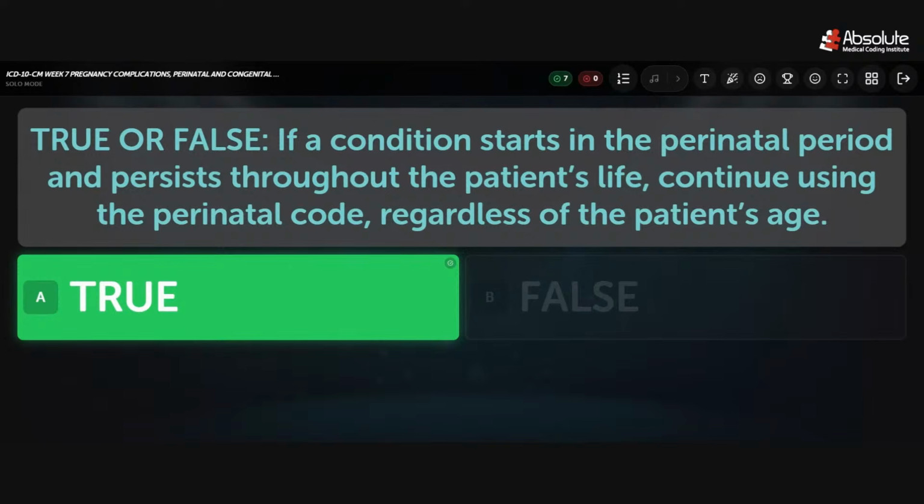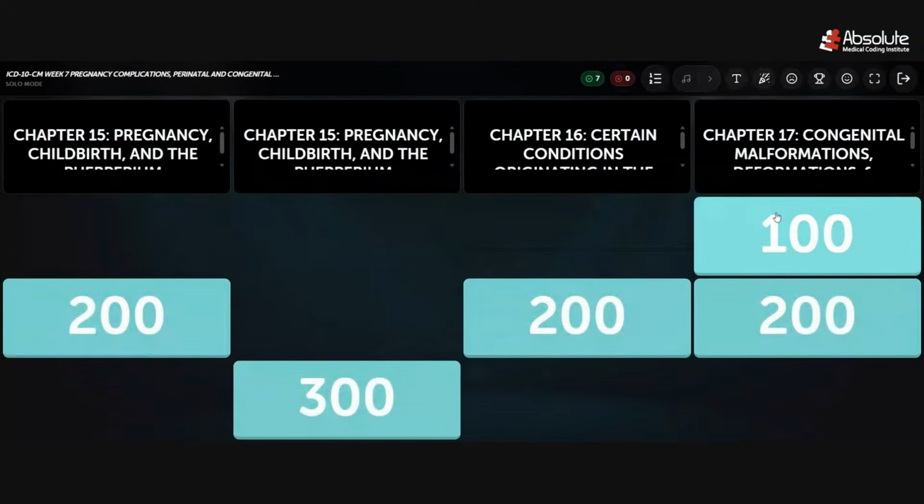But yes, if a condition starts in the perinatal period, then you are still going to use that perinatal code through the patient's life. So definitely an interesting one. But yes, this is going to be a true statement. Now let's move on to our chapter 17.